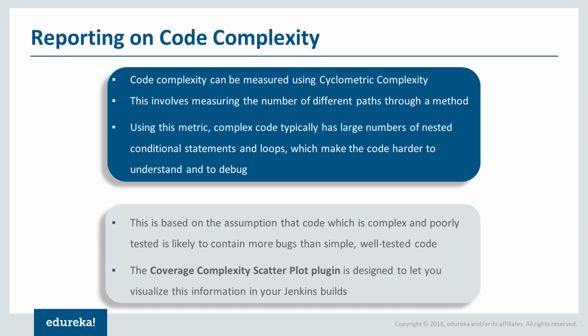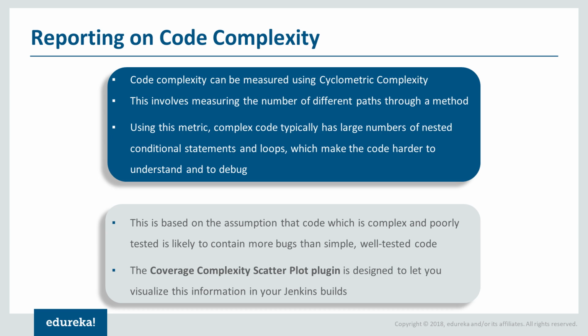So that's what we say when we say this involves measuring the number of different paths through a method, because you have multiple methods and each method can lead you to different possible options. So using this metric, complex code typically has large numbers of nested conditions, statements, and loops, which makes the code harder to understand and to debug. This is basically based on the assumption that the code which is complex and poorly tested is likely to contain more bugs than simple well-tested code.